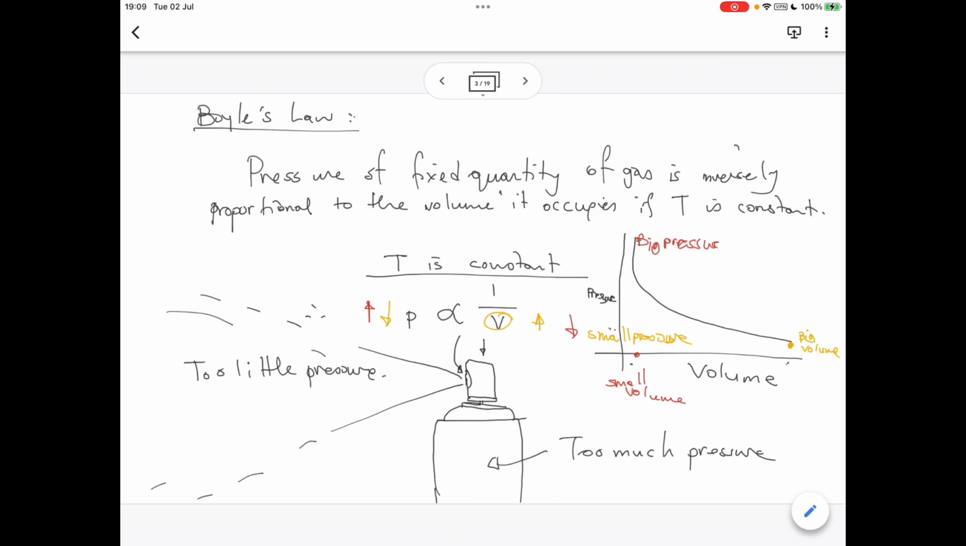So we went on to discuss that, and then we talked about Boyle's law. Boyle's law simply tells us that the pressure of a fixed quantity of gas is inversely proportional to the volume it occupies if the temperature remains constant.